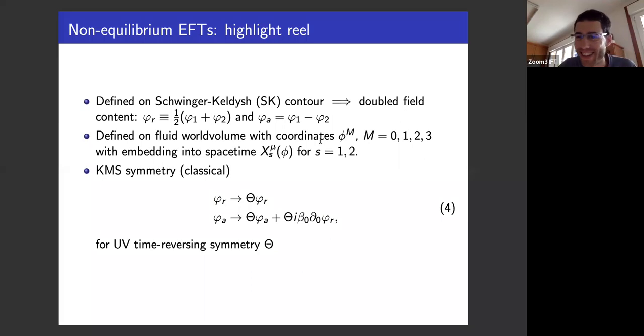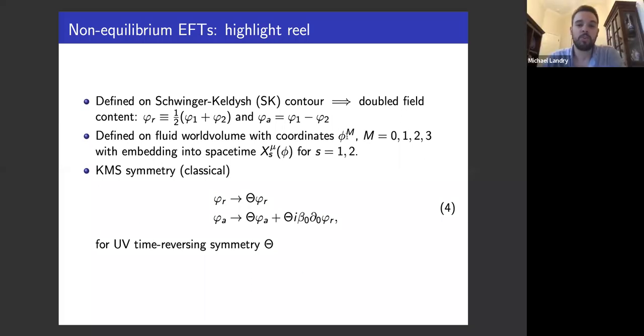Got it, no problem. So you have to define it on these world volume coordinates. These are just an auxiliary space-time, and then you embed these into the physical space-time with x mu, where s is 1 or 2, depending on which contour of the Schwinger-Keldysh you're on.